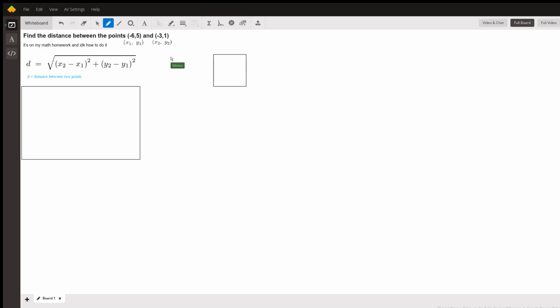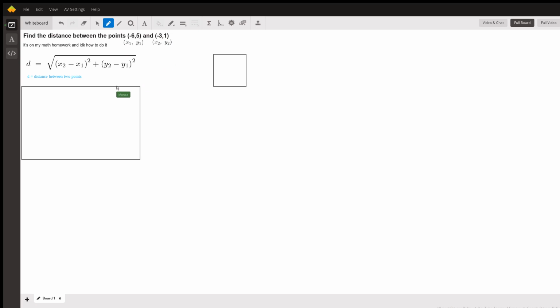And the other part of this is that you see that it goes x2 minus x1, y2 minus y1, meaning that here we can't decide that we're going to put our y1 first and then subtract our y2. You have to stick with the same order. So just for the ease of this problem, we're going to say that -6, 5 is our x1, y1, and that -3, 1 is our x2, y2.